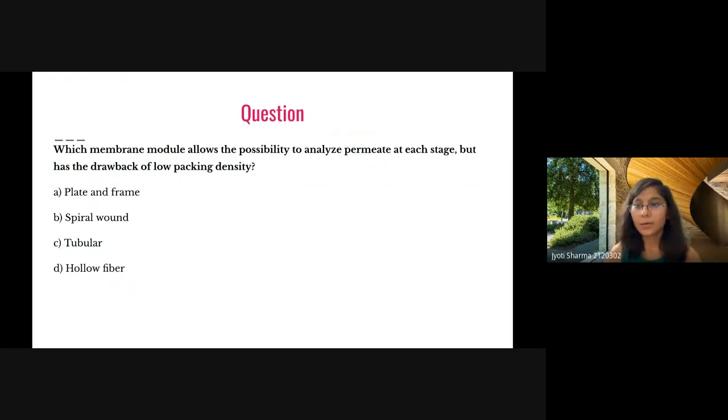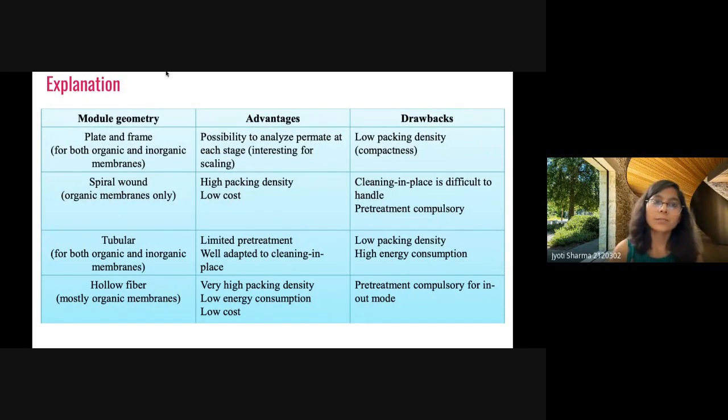Okay, so Dia gave me an answer, that is plate and frame. So yes, the answer is plate and frame. Just see here again we have one table, and that table has the module geometry, advantage and disadvantage. For plate and frame, there is the possibility that we can analyze whatever we are getting at each stage, but the drawback is it has low packing density.